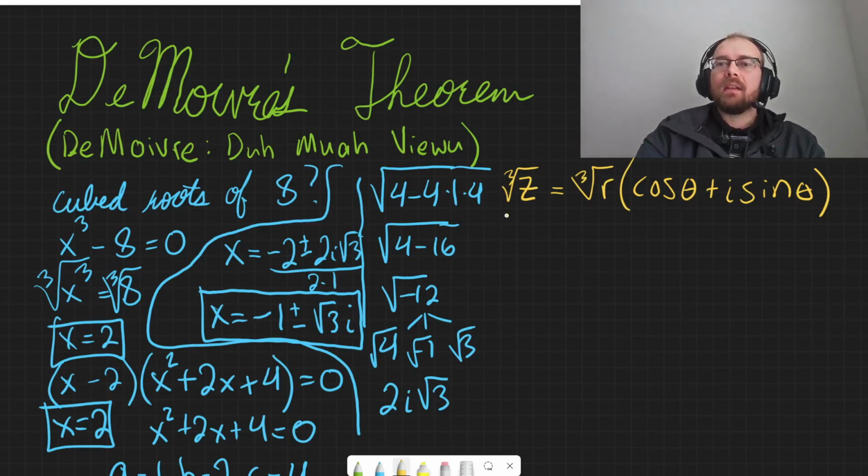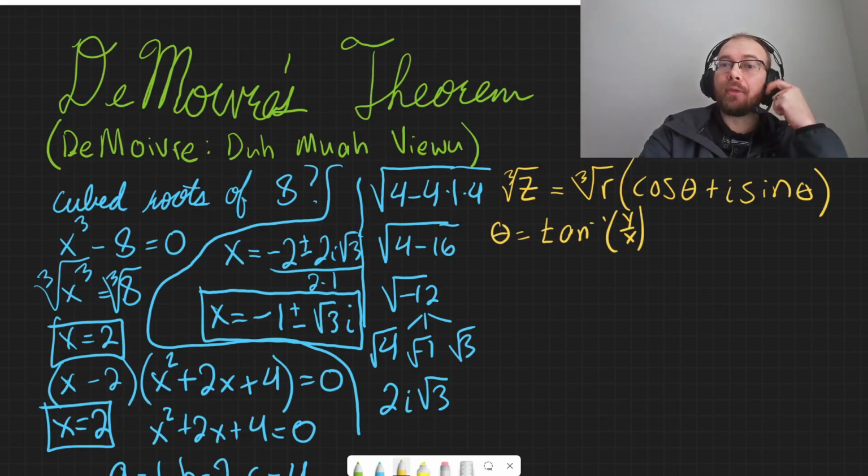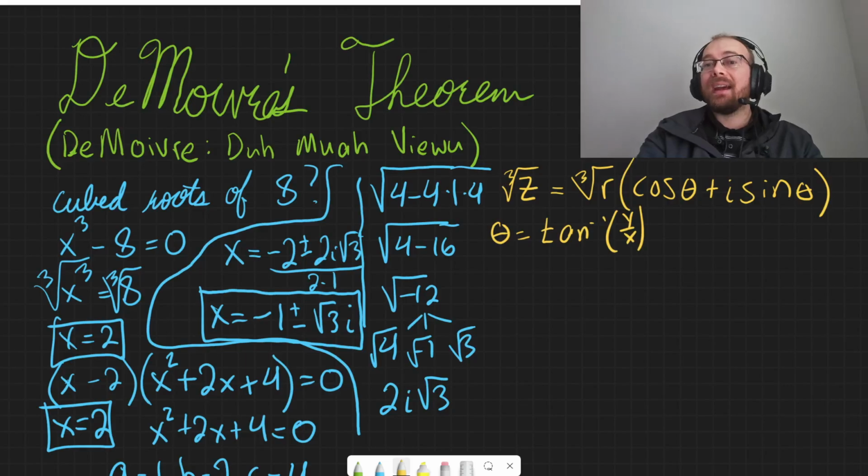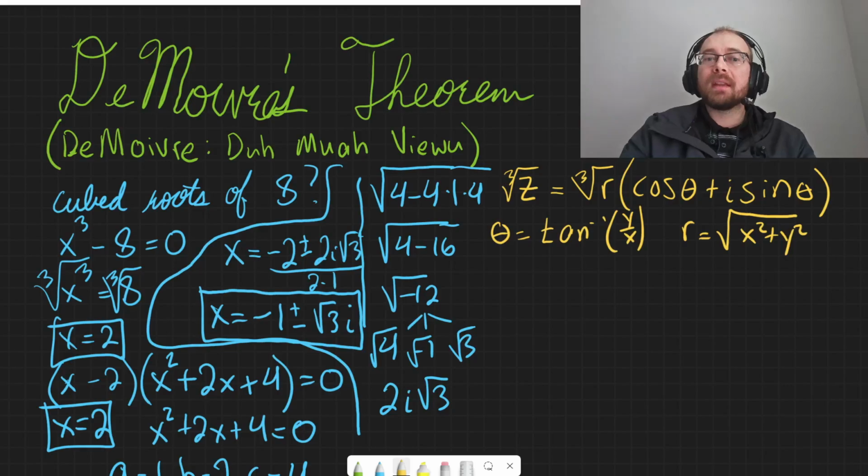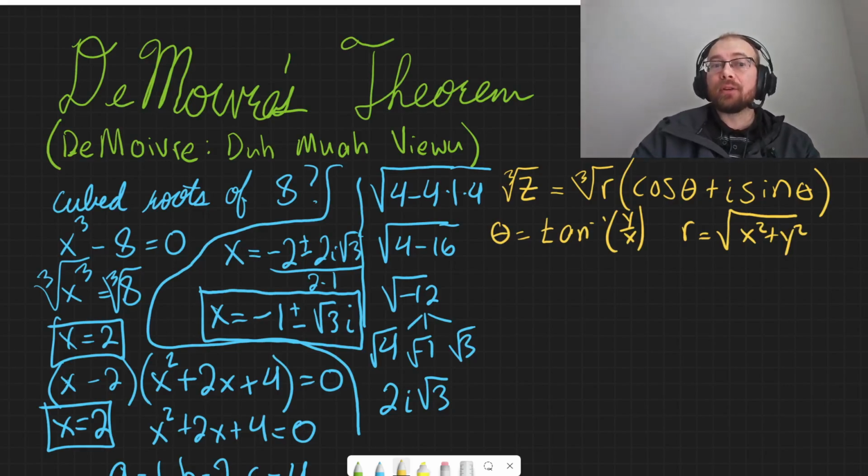We need theta is equal to the tangent inverse of y over x. And in this case, y is the imaginary part of the root that we're trying to find, and x is the real part of the root that we're trying to find. Okay, and then we also need r, and r is going to be equal to the square root of x squared plus y squared. So this formula will find the roots of anything, because it's set up to where you can find any root of any number.